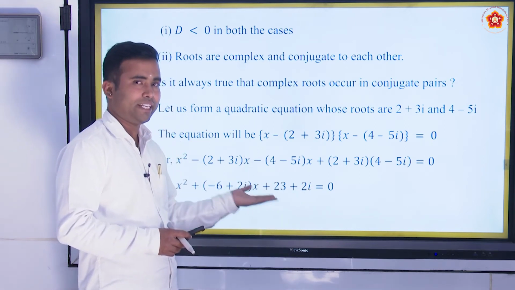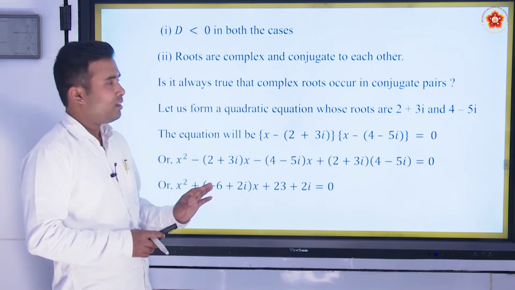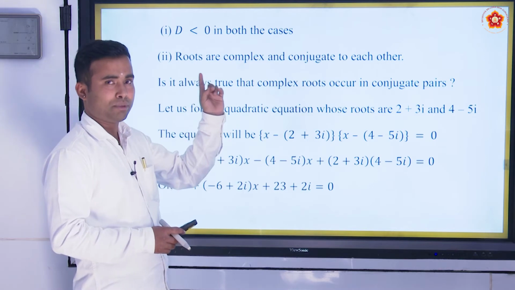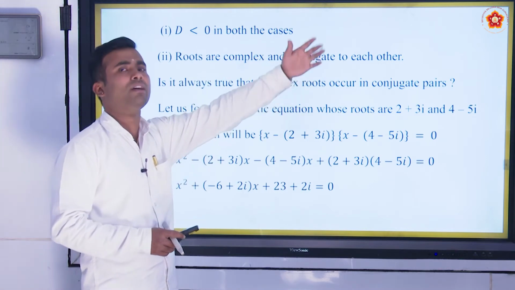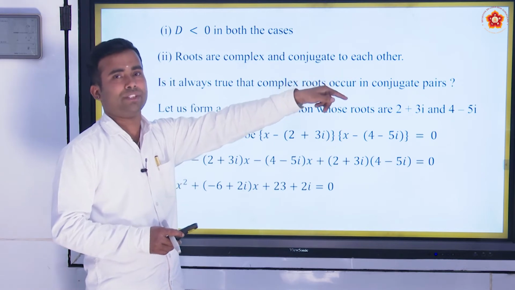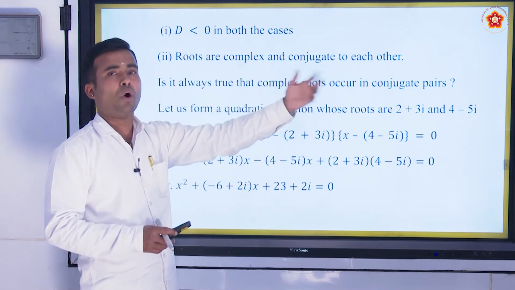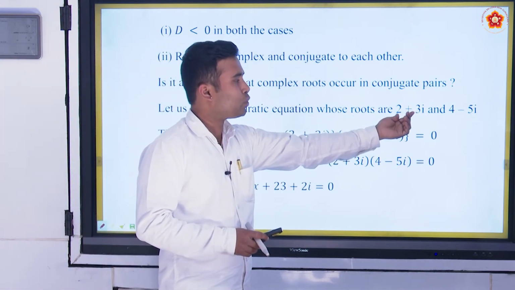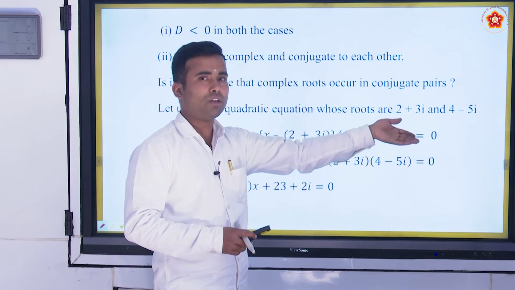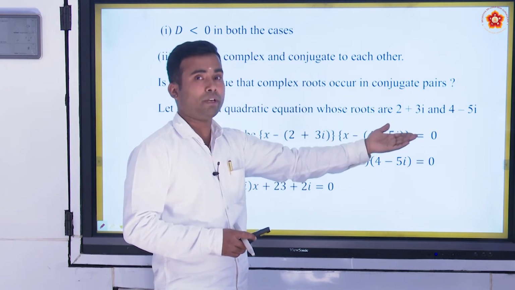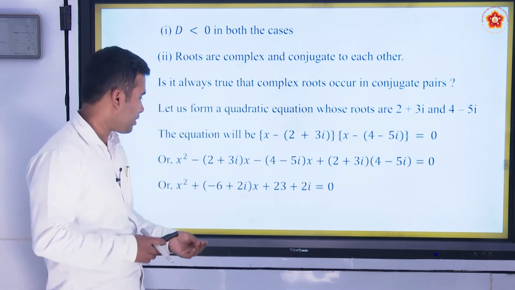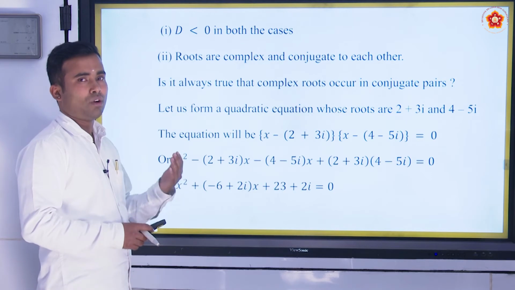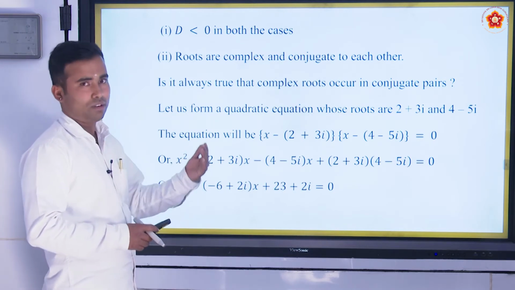This is a quadratic equation, and here what I had said before, that if the roots are complex, then the roots will be complex conjugates of each other, may not be true always, because of this example, where the roots are 2 plus 3i and 4 minus 5i, which are complex but are not conjugates of each other. Therefore, we can say that it is not always true that when roots are complex, they are conjugates of each other.